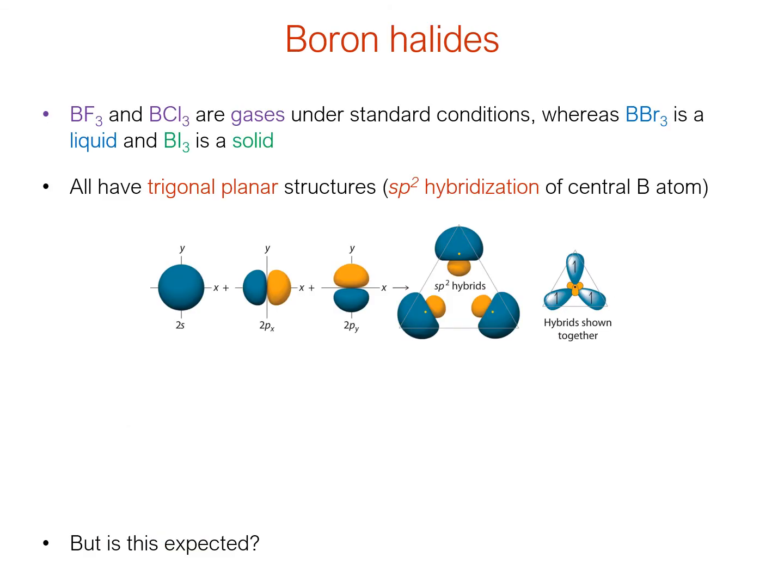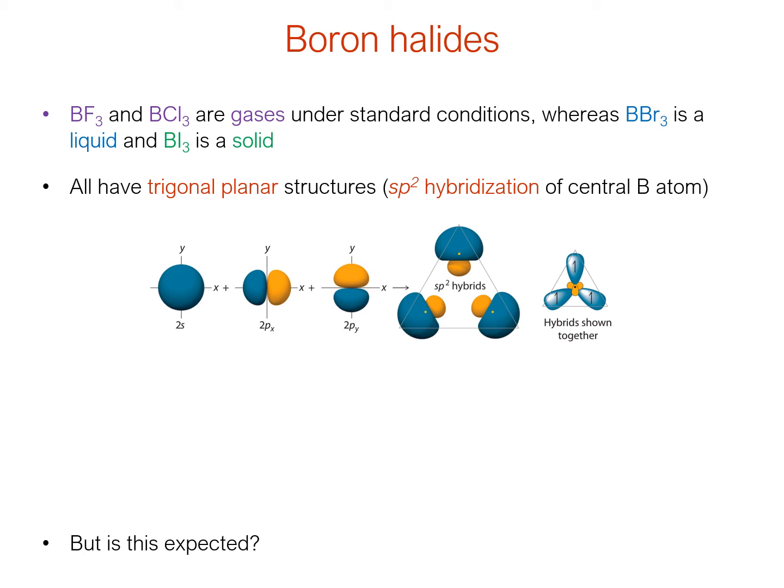Let's move on to look at the halides now. So we'll start with the boron halides again, and we'll focus mainly on the boron because again it's got more of the interesting chemistry. So the first two, the boron fluoride and chloride, they're gases under standard conditions. The bromide is a liquid, and iodide is a solid. All of these have trigonal planar structures, which we've seen before.